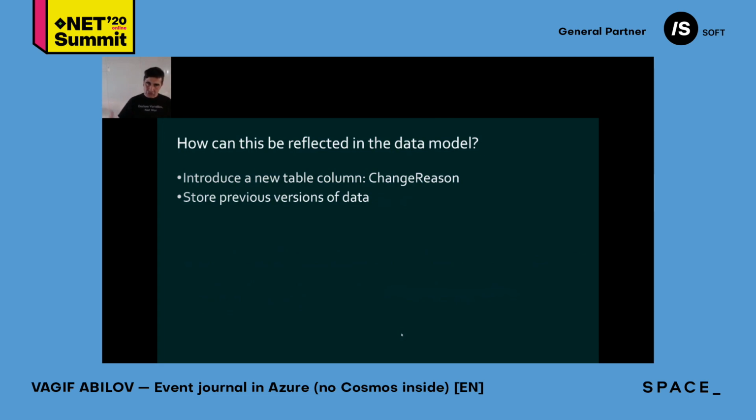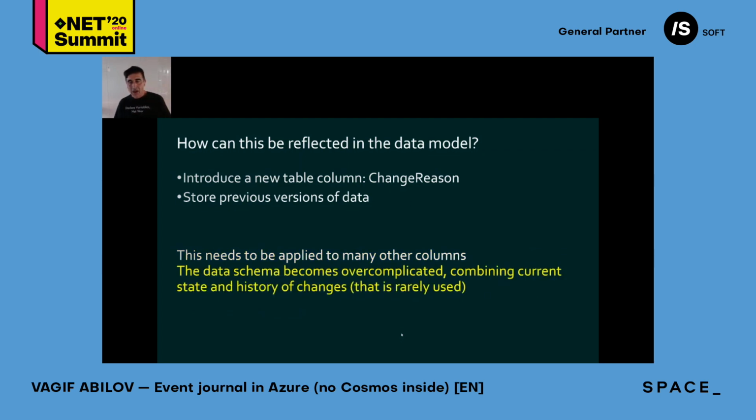So we need to store information. And what we do, we probably introduce a new table column, change reason, which stores the previous version of data. The problem with that is that this is to be applied to many other columns. Actually, if you are pedantic about our system, then every informational column needs to have a change reason and previous versions of data. So the data scheme becomes overcomplicated.